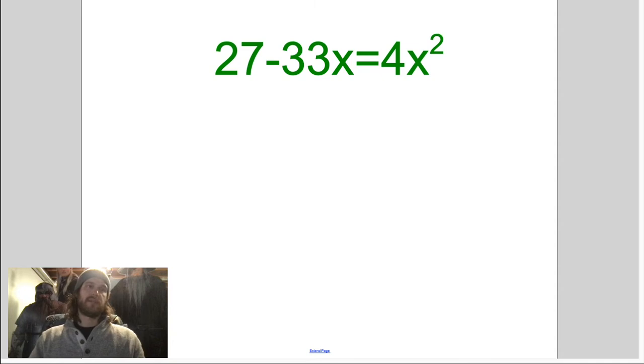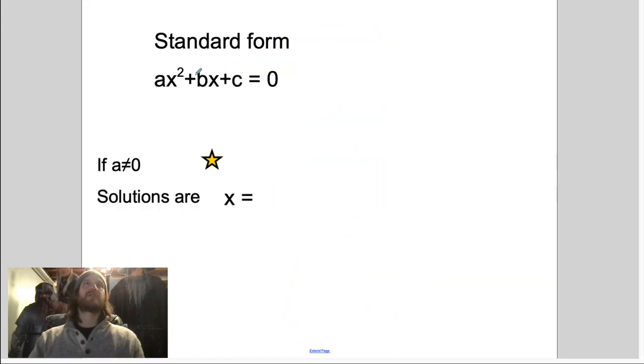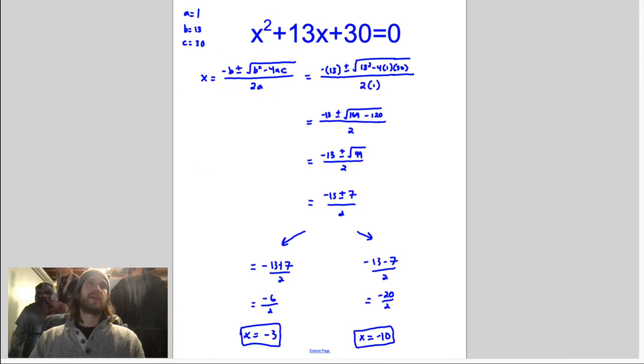Now we've got an issue. The issue with this one is not everything is on the left. We have some things that are on the right. So what we have to do is get it into standard form, because the quadratic formula only works if it's in standard form. And currently we got something hanging out on the right.